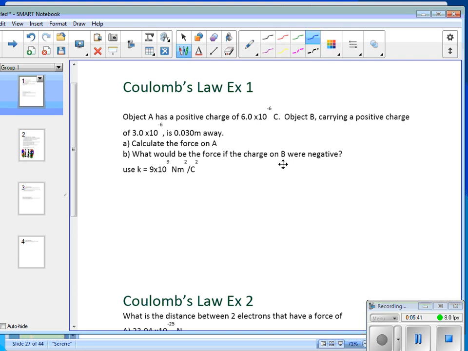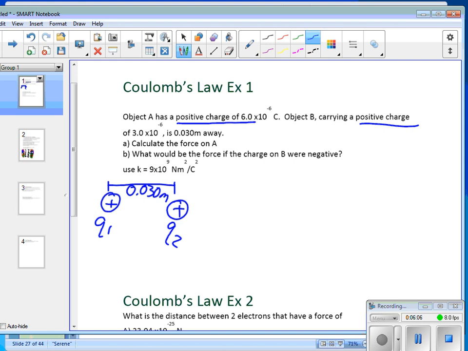Okay, there's a positive charge here and another positive charge here. It doesn't really say where they are in location to each other, other than that there's a certain distance away, but I'm going to put them kind of next to each other like this. It is 0.030 meters away, and I will call this Q1, and this is Q2. I could call them QA and QB or whatever, doesn't really matter.